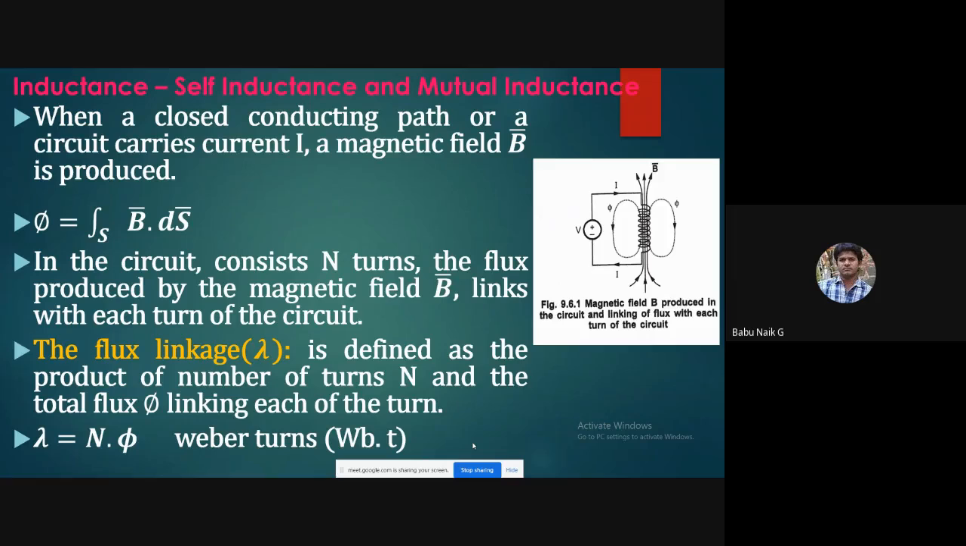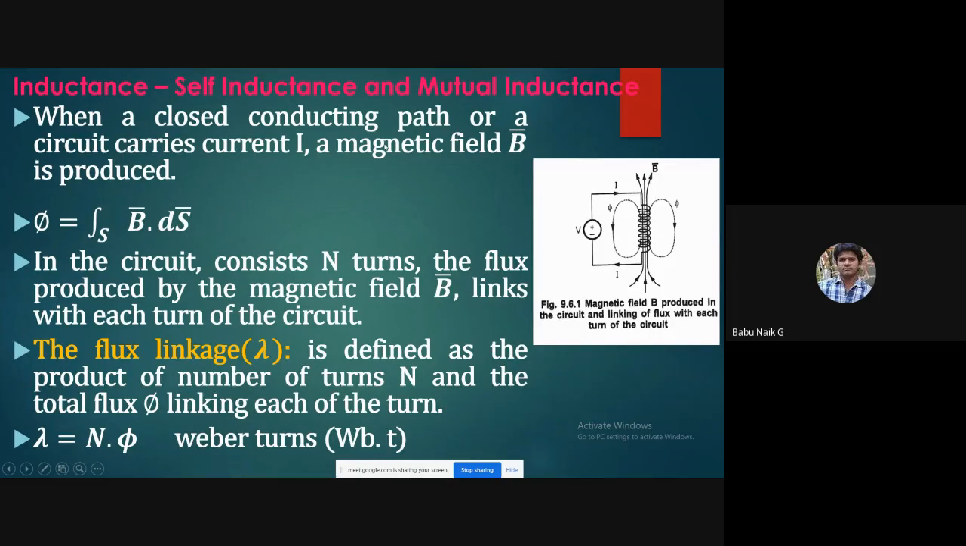When you consider two such coils, similar kinds of current carrying conductors, one coil and the other also a current carrying conductor coil, and you place them together, then there exists mutual inductance between these two coils. This is called mutual inductance. So this is the main concept: what is self-inductance and what is mutual inductance.